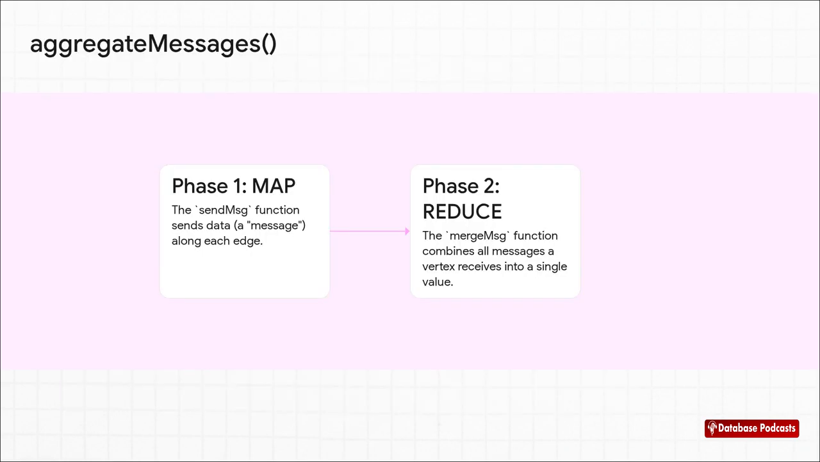This aggregateMessages operation is basically a two-step dance. First, you have the map phase, which is handled by a function called sendMessage. In this step, every edge gets to send a little piece of data, a message, to the vertices it's connected to. Then, step 2 is the reduce phase, handled by mergeMessage. This function's job is to take all the messages that a single vertex receives and combine them into one final value. Map and reduce all rolled into one powerful command.